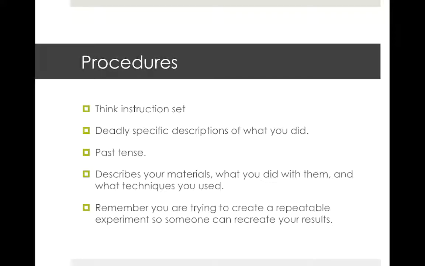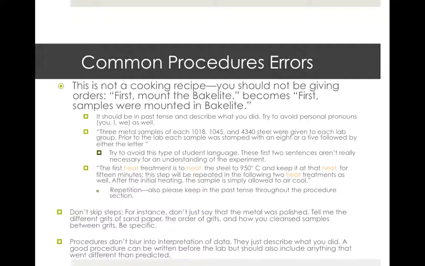The big thing about procedure sections and lab reports that you want to remember is that you give a procedure section because you want to create repeatable results. You want to create a procedure that another scientist can follow and get the same results to test whether your results were accurate. So common procedure errors, this is not a cooking recipe. And this is really for first-time lab report writers, but I've seen this a lot, right?